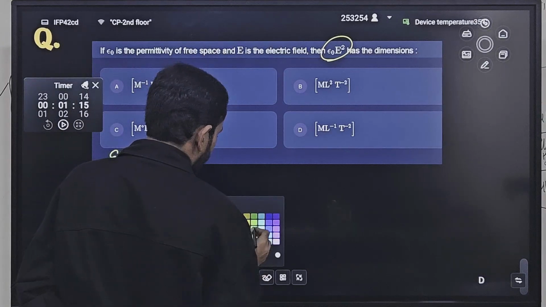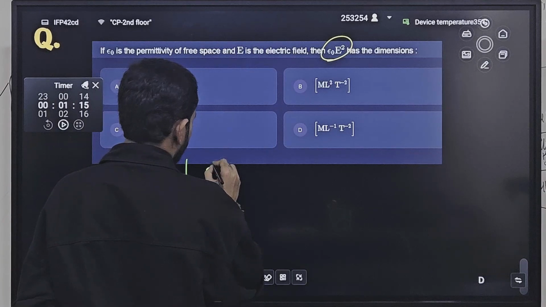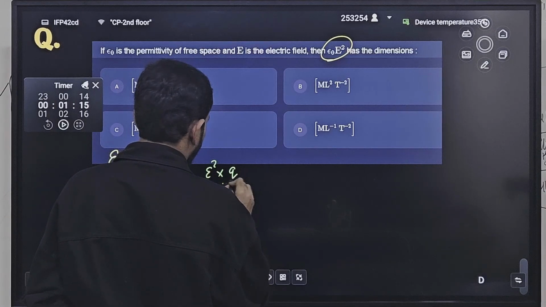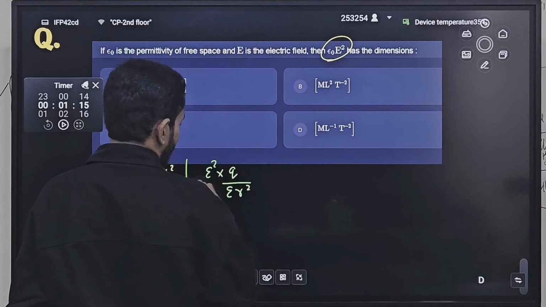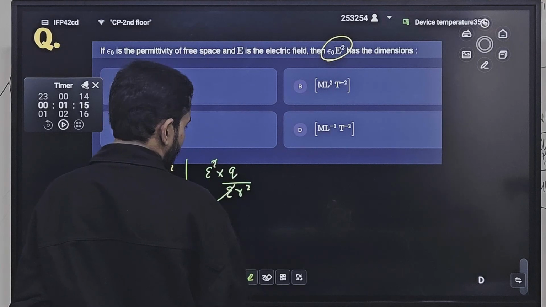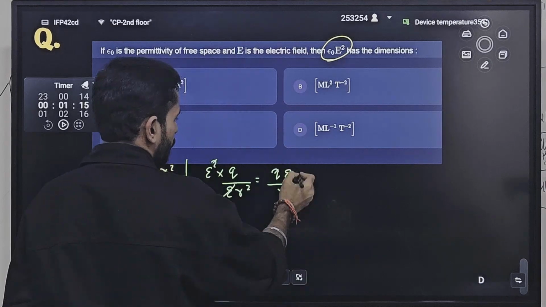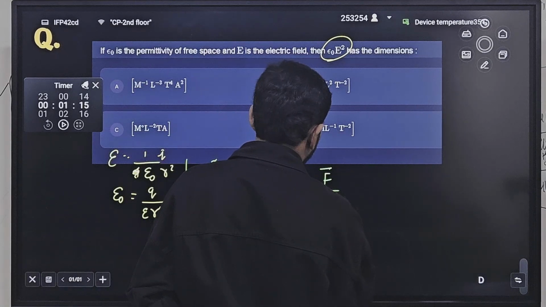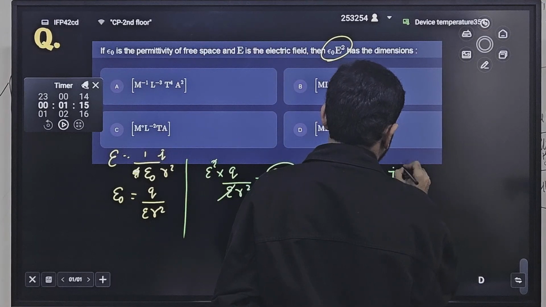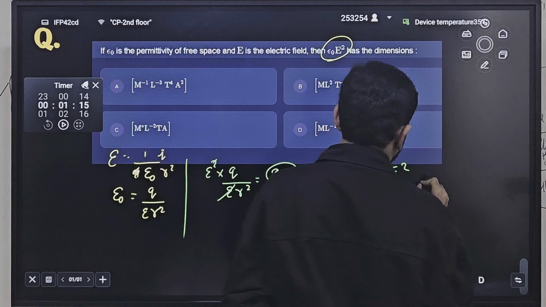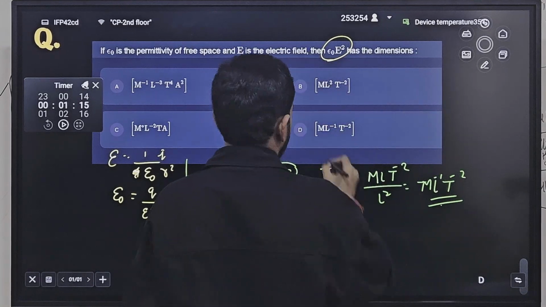Very good. Now, the dimension formula for the result: I can write e square into q divided by E r square, where I put the value of epsilon naught. This E and this E square will get cancelled. What is left in the numerator? Q into E divided by r square. And you know this q into E is nothing but force. So force divided by r square. Now, what is the dimension formula for force? MLT⁻² divided by L². What will it become? ML⁻¹T⁻². Which option is correct? The option is correct.